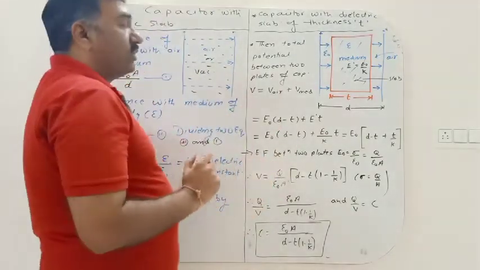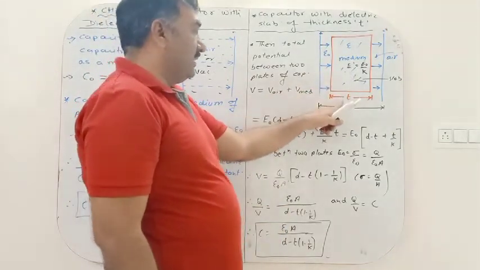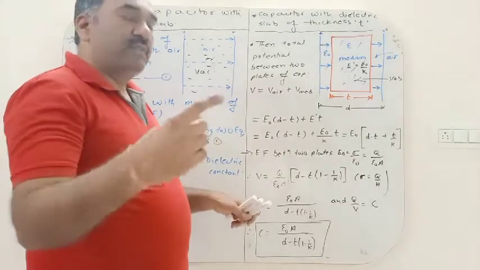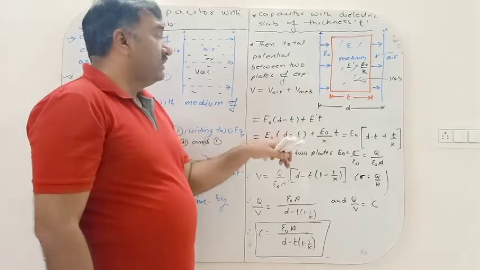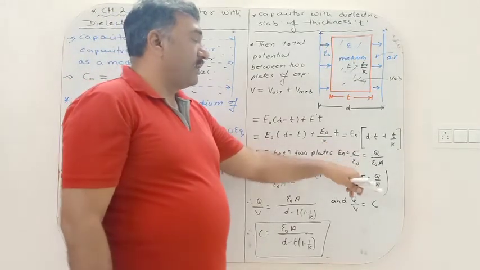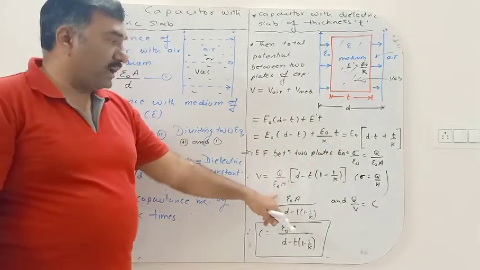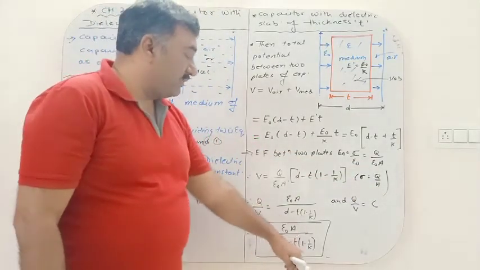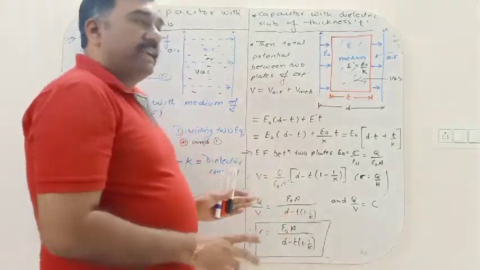This derivation is not given in the book. So again, in two parallel plates a dielectric slab of thickness t is placed. The total potential is in two parts, potential with air plus potential with the medium. Potential is electric field multiplied by distance. So in the air part E naught times d minus t, plus E dash into t. What is E dash? That is E naught by K. The electric field between the two plates, E naught, is equal to sigma upon epsilon 0, Q upon epsilon 0 A, where sigma is Q by A. So Q by V is equal to C, epsilon 0 A upon d minus t times 1 minus 1 by K. This is the formula to find the capacitance of a capacitor with a dielectric slab.